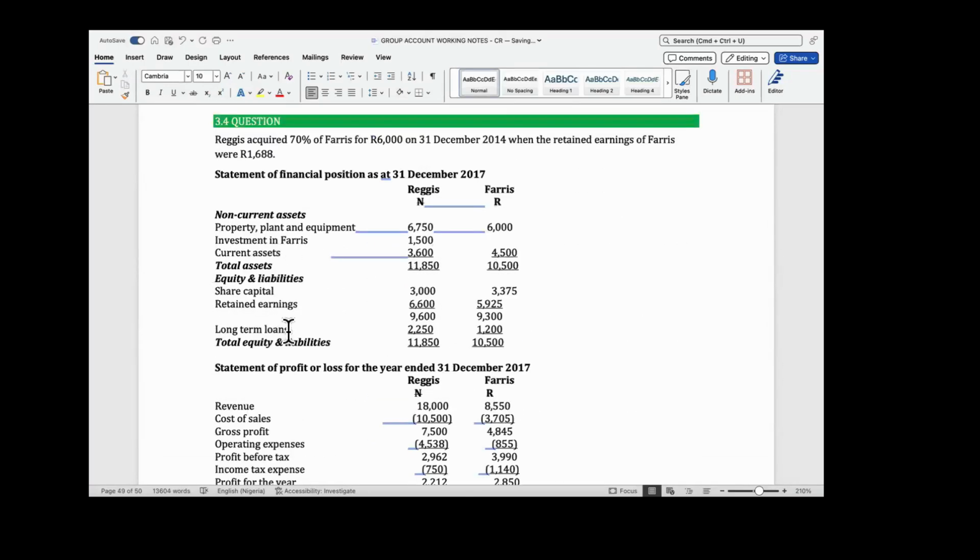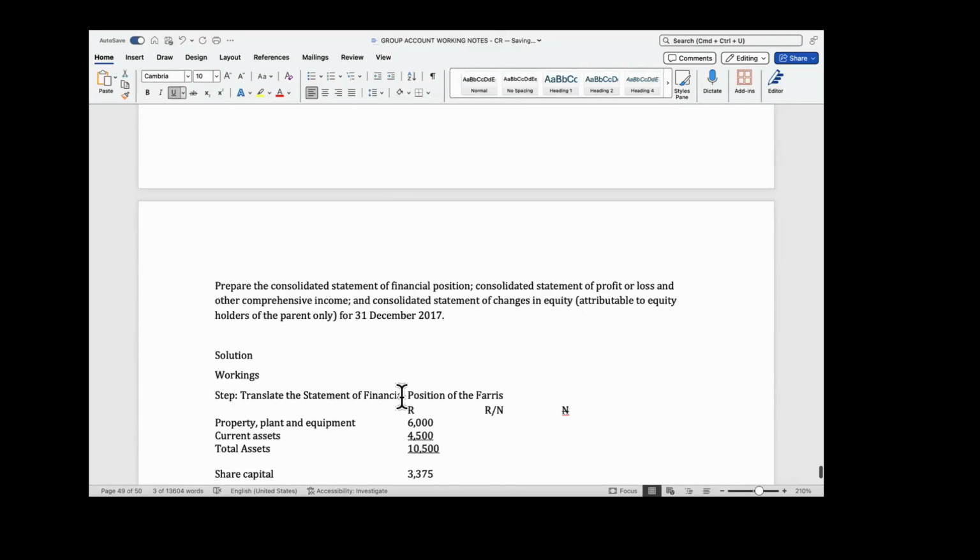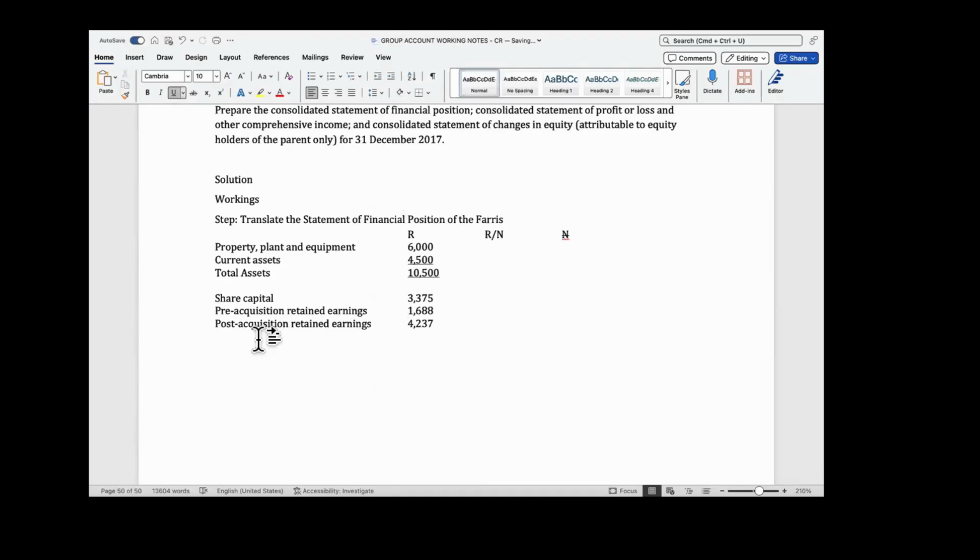Then my long-term loans is 1,200. I'm sure this should add up to 10,500. Can you confirm? Does it add up?